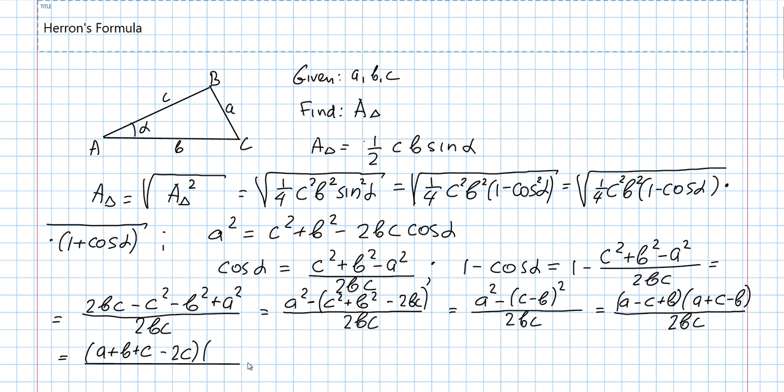And in the second expression, in the parentheses, I also want to get a plus b plus c. But I have minus b, not plus b, so it will be minus 2b, divided by 2bc.